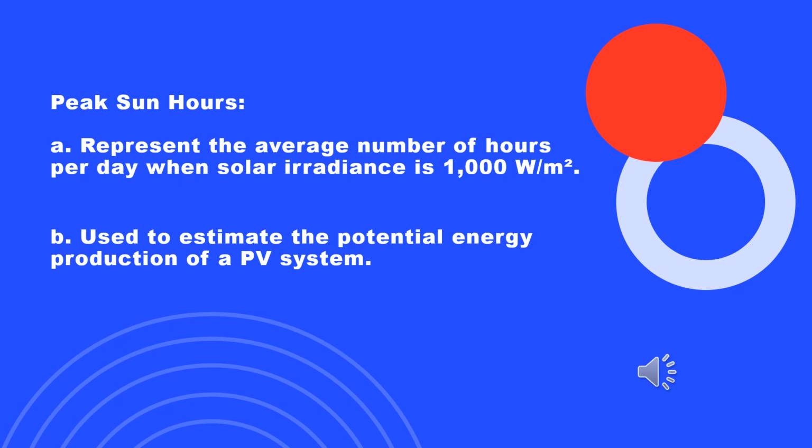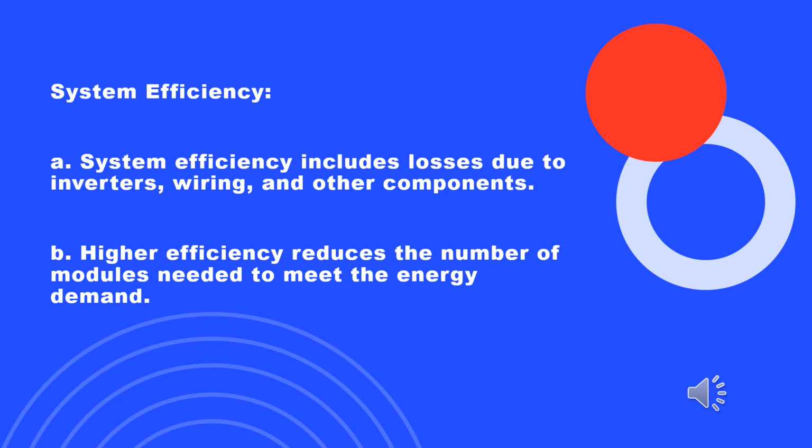Peak sun hours. Peak sun hours represent the average number of hours per day when solar irradiance is 1000 watts per meter squared. It is used to estimate the potential energy production of a PV system. System efficiency. System efficiency includes losses due to inverters, wiring, and other components. Higher efficiency reduces the number of modules needed to meet the energy demand.